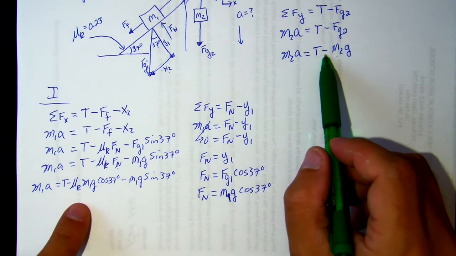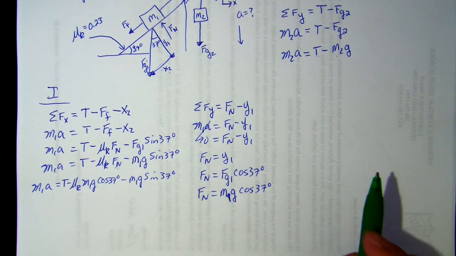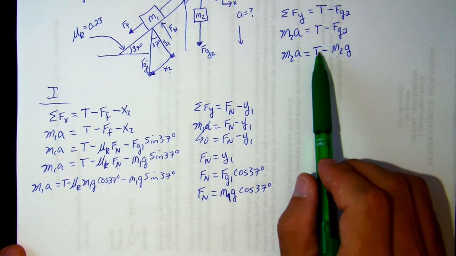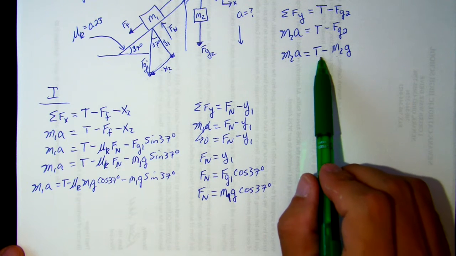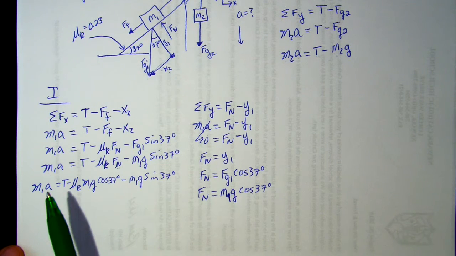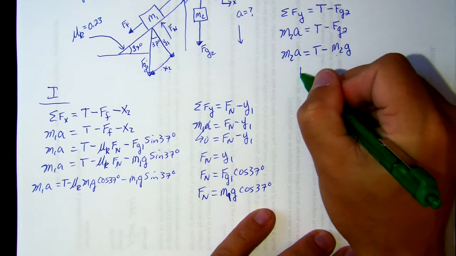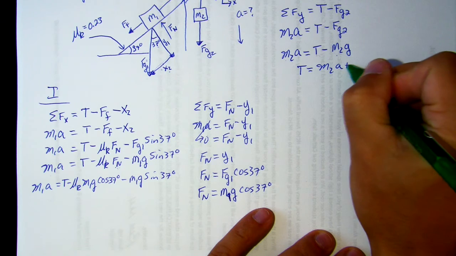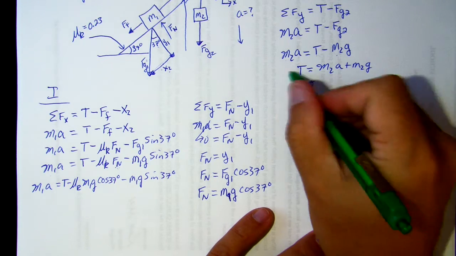So I have two equations, two unknowns. I can solve for one, plug into the other, and solve for a. Now, solving for t here and plugging it into t here is going to be ugly, right? So I think it would be easier to solve this one for t, substitute it in for t here, and then solve for a. I think that's the better option. So let's go ahead and do that. So T equals m2a plus m2g, and I'm going to leave that just like that.